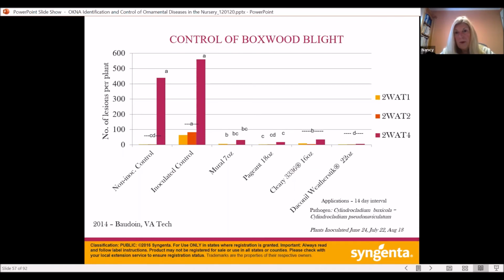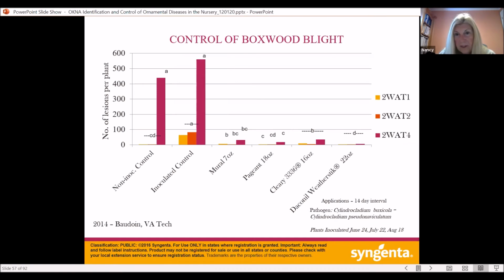For those of you that grow some boxwood out there, boxwood blight has been a real problem, starting to develop more in the nursery situation. And you can see some great tools here for controlling boxwood blight. Really one of the strongest ones that we've seen for a while is the Daconil. Daconil provides some incredible control of this disease and really some long-lasting protection.